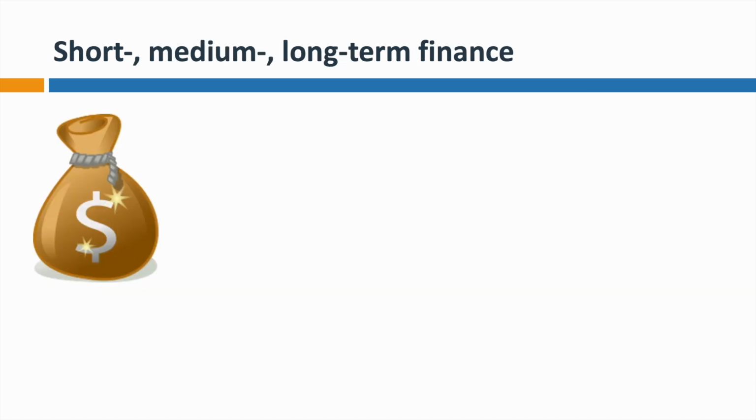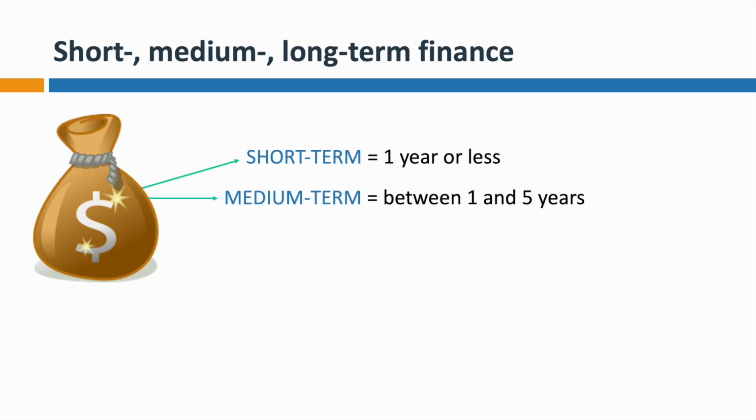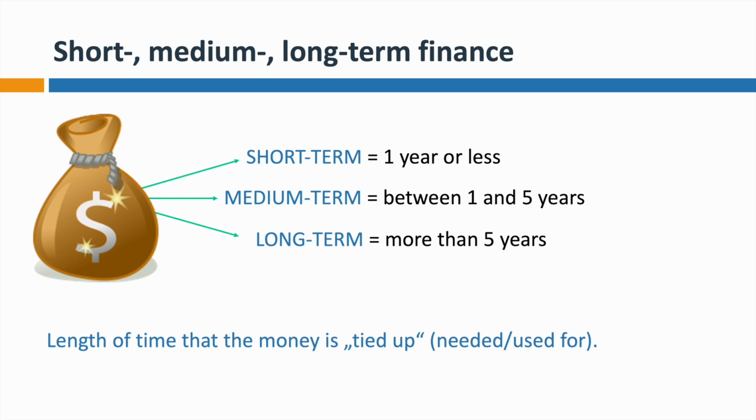Now let's look at the way we split sources of finance depending on the length of time for which the finance is used. So if we're using the finance in short term, this means we're going to be using the finance for 1 year or less. If we're looking at medium-term finance, this means we're going to be using it around 1 to 5 years. And if we're looking at long-term finance, this means that we'll be using it for more than 5 years.